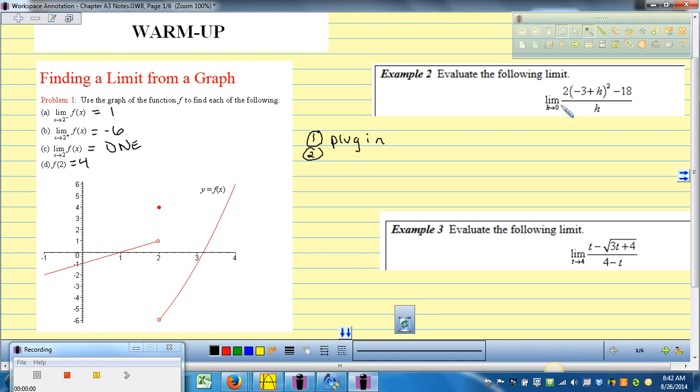Well, when I plug in, this is the limit as h approaches 0, if you can't see it in the back, sorry, of our function here, 2 times the quantity negative 3 plus h squared minus 18, all over h. Shall I give you a minute to write that down? Once you have it written down, what happens when we plug in? Undefined. Even more important than undefined, we have 0 over 0, don't we?